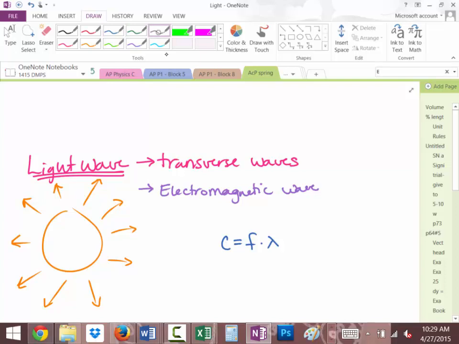F represents the what? What does frequency mean? What does it mean, not in a physics context? What does it mean if something's very frequent? If something happens very frequently, what does that mean? It happens a lot, right? The frequency is very high.